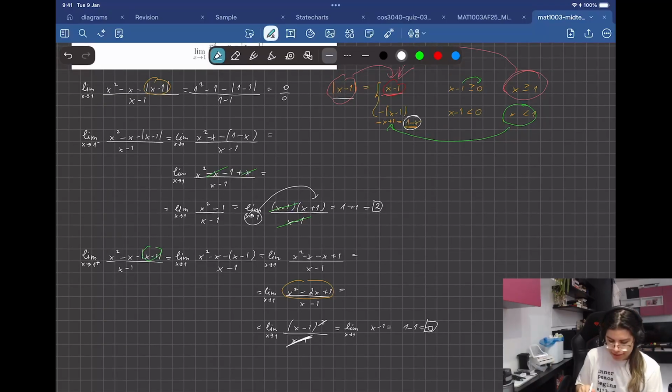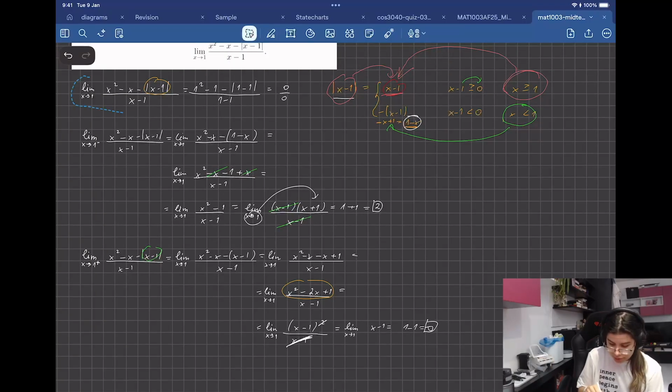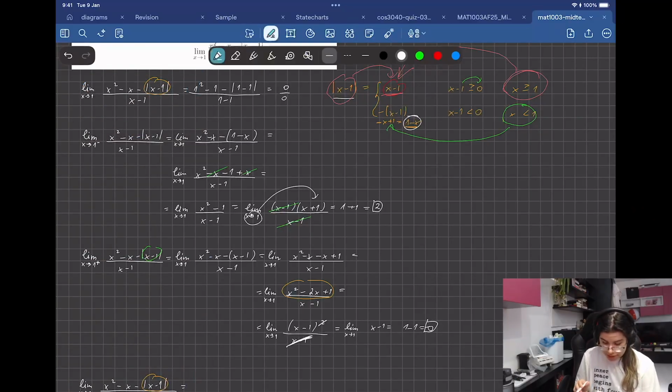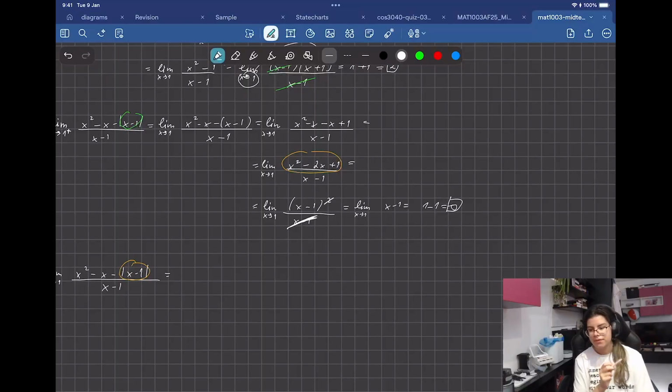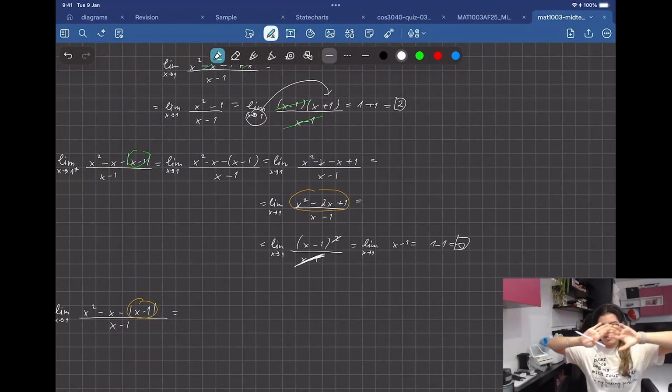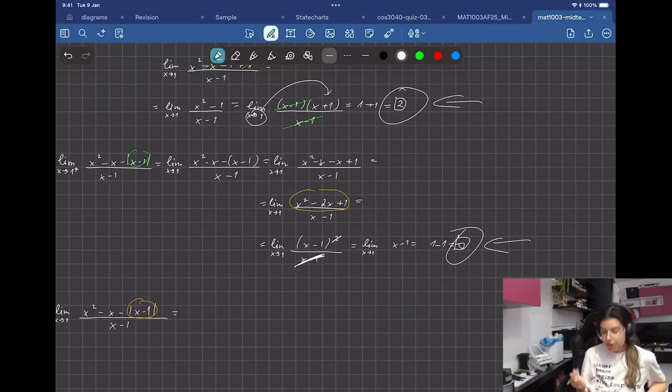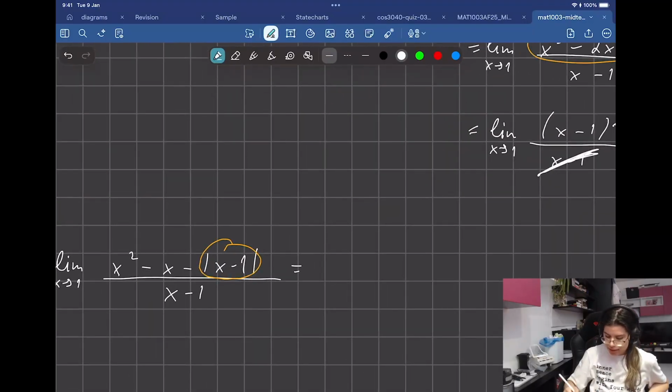How do I decide if the two-sided limit exists? Because that's what my task was, right? My task was to find the two-sided limit. So here's the rule. The two-sided limit exists only if the separate one-sided limits are the same. In this case, they're not the same, right? So the first one was 2, the second one was 0. Therefore, the two-sided limit does not exist.